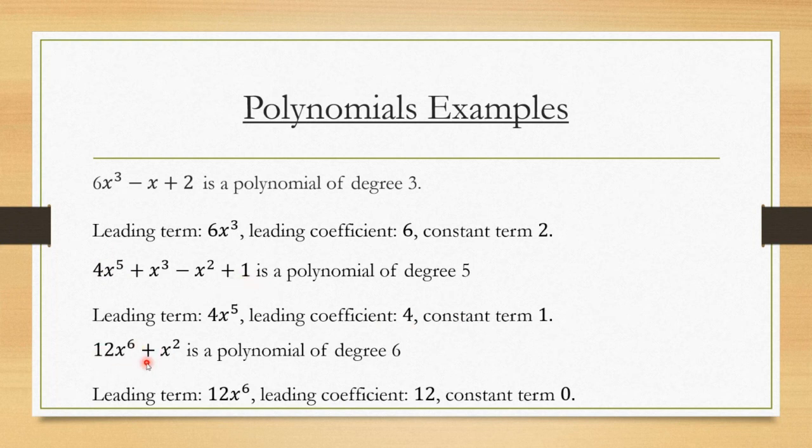And here's another one. What's the degree? 6, the highest. That's the biggest exponent of x. What's the leading term? It's this term, because that's where the biggest exponent of x is. The leading coefficient is also 12. The constant term is 0. It's really not there, so we can just say it's 0.